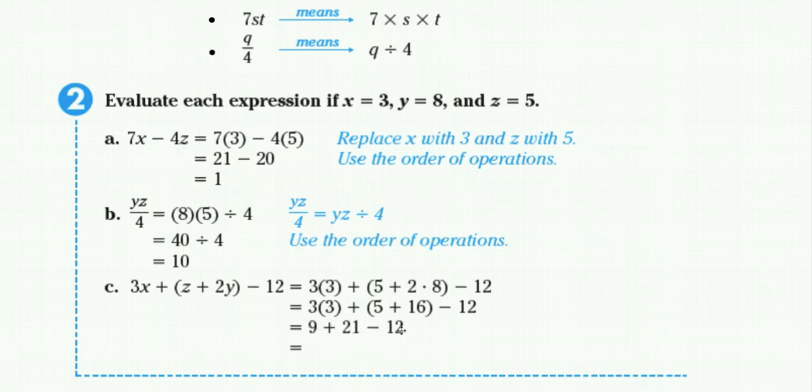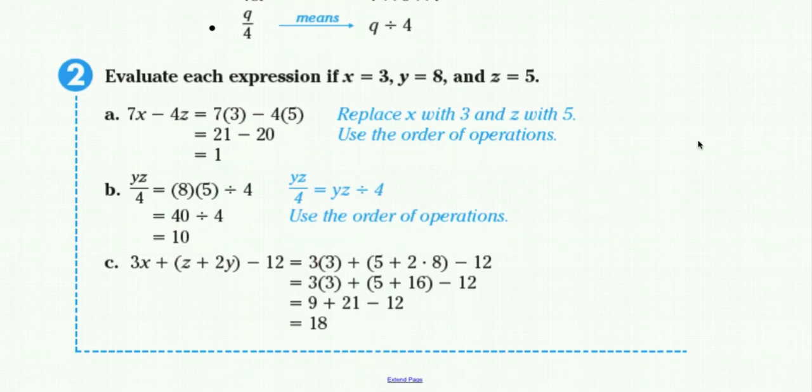9 plus 21 minus 12. Why 9? Because we simply multiplied 3 times 3 together. Okay? And then we added 5 plus 16. You can actually make that into 2 steps, but we just made it into 1. So going from left to right, 9 plus 21 is 30, minus 12 will give you 18. The value of the expression is equal to 18. That's example number 2. Okay, moving on.